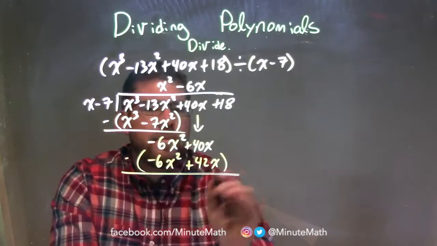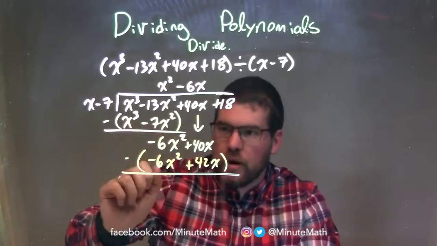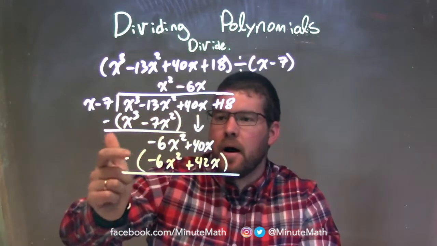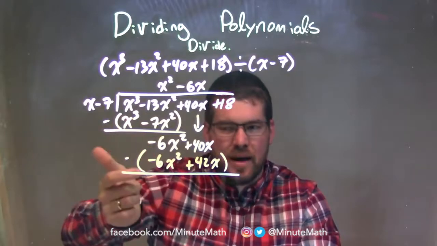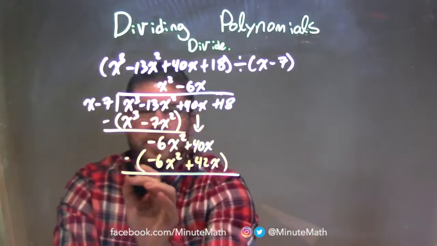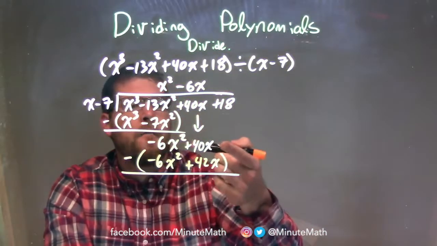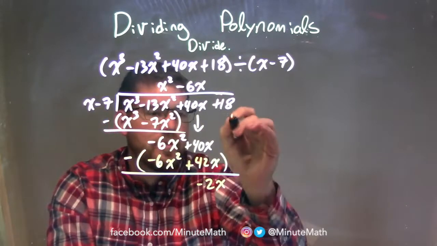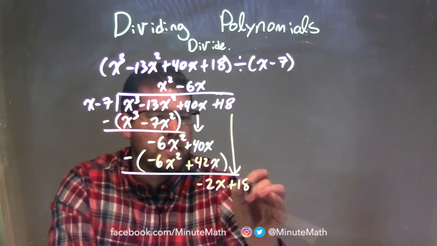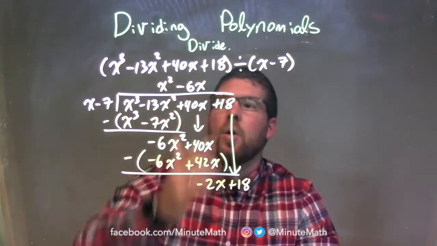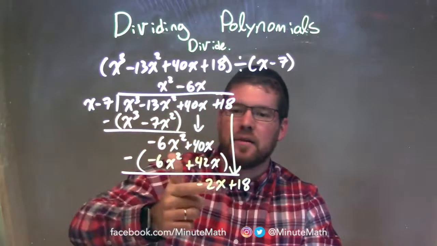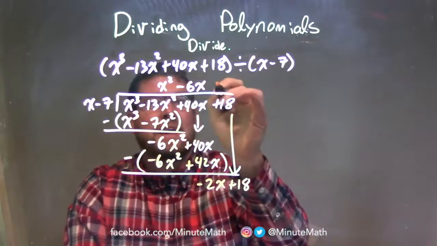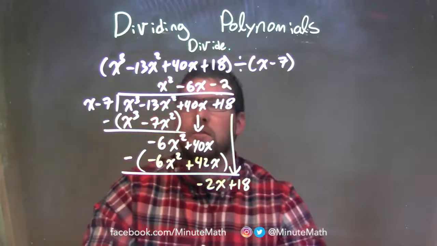We subtract them both, the whole thing with parentheses, minus 6x squared minus a negative 6x squared. It's like adding a positive, becomes 0. Fantastic. Let's make that minus sound a little bigger. 40x minus 42x is just a negative 2x. Let's bring down the 18. And let's do this again. What times x is a negative 2x? Well, that's just a negative 2. Okay, so a minus 2.